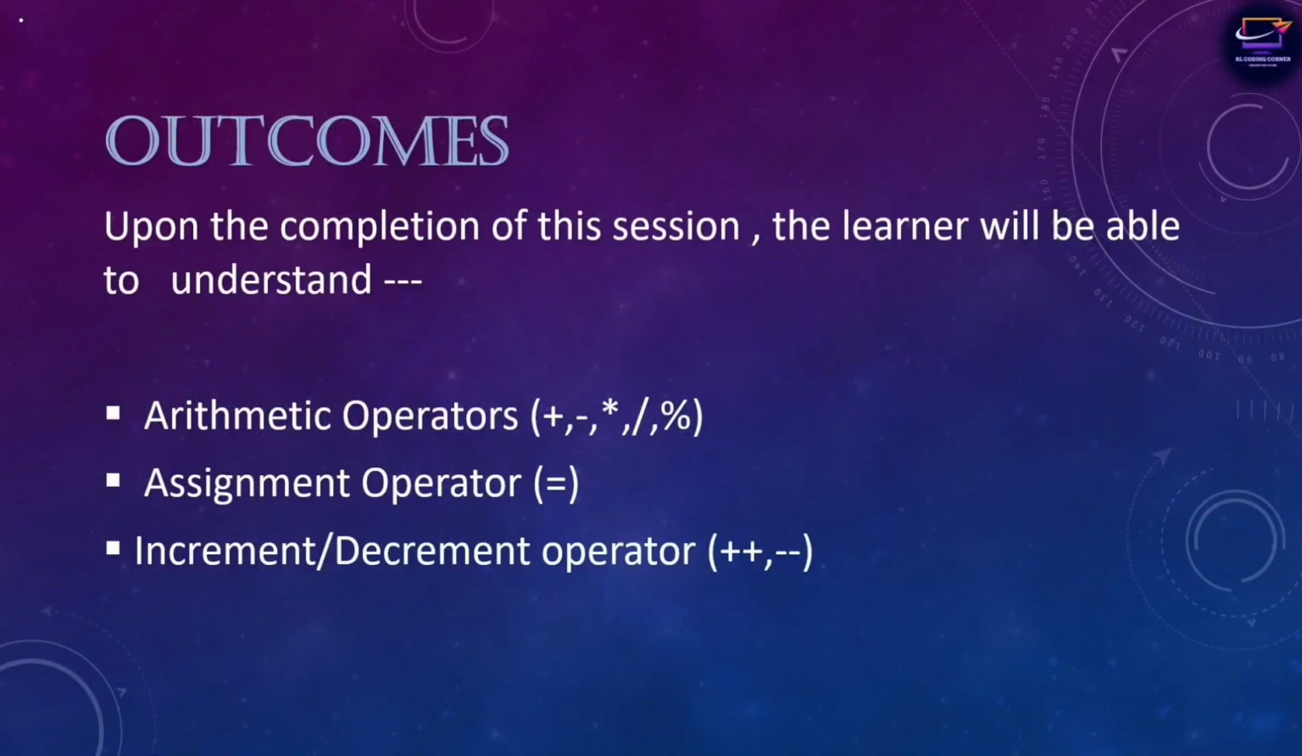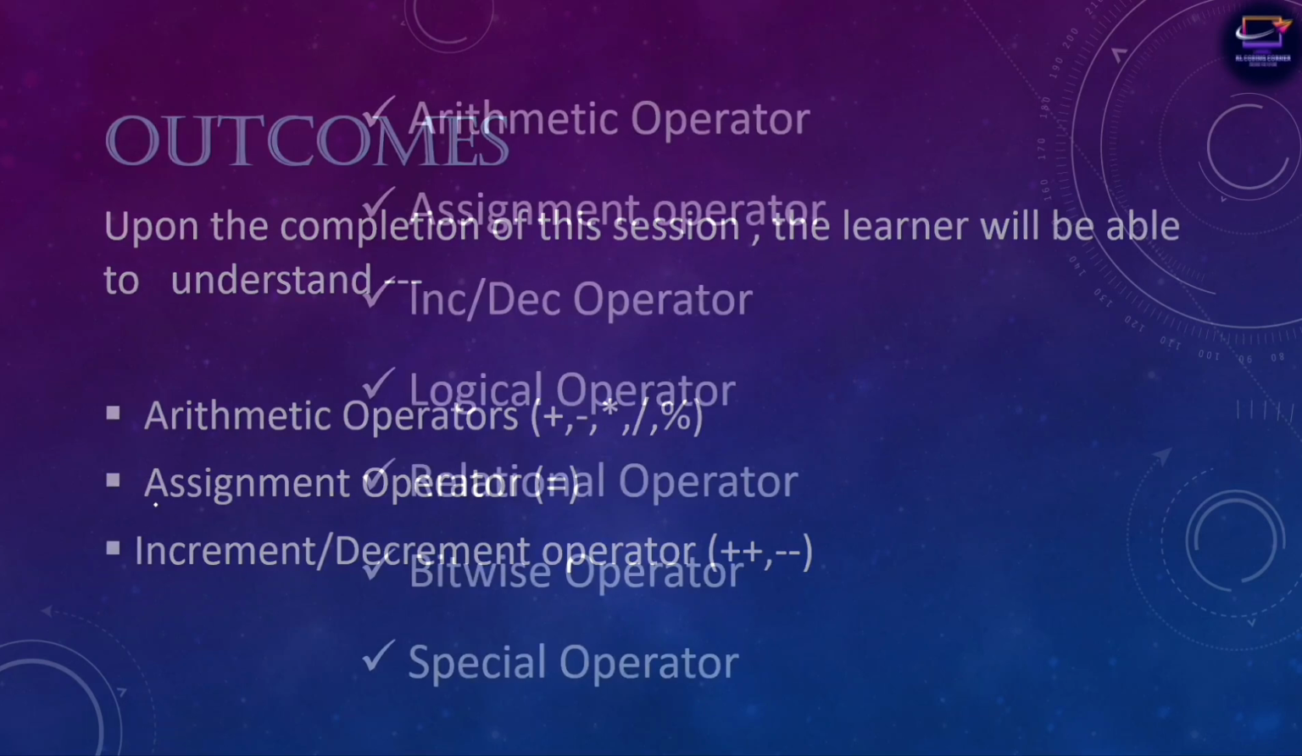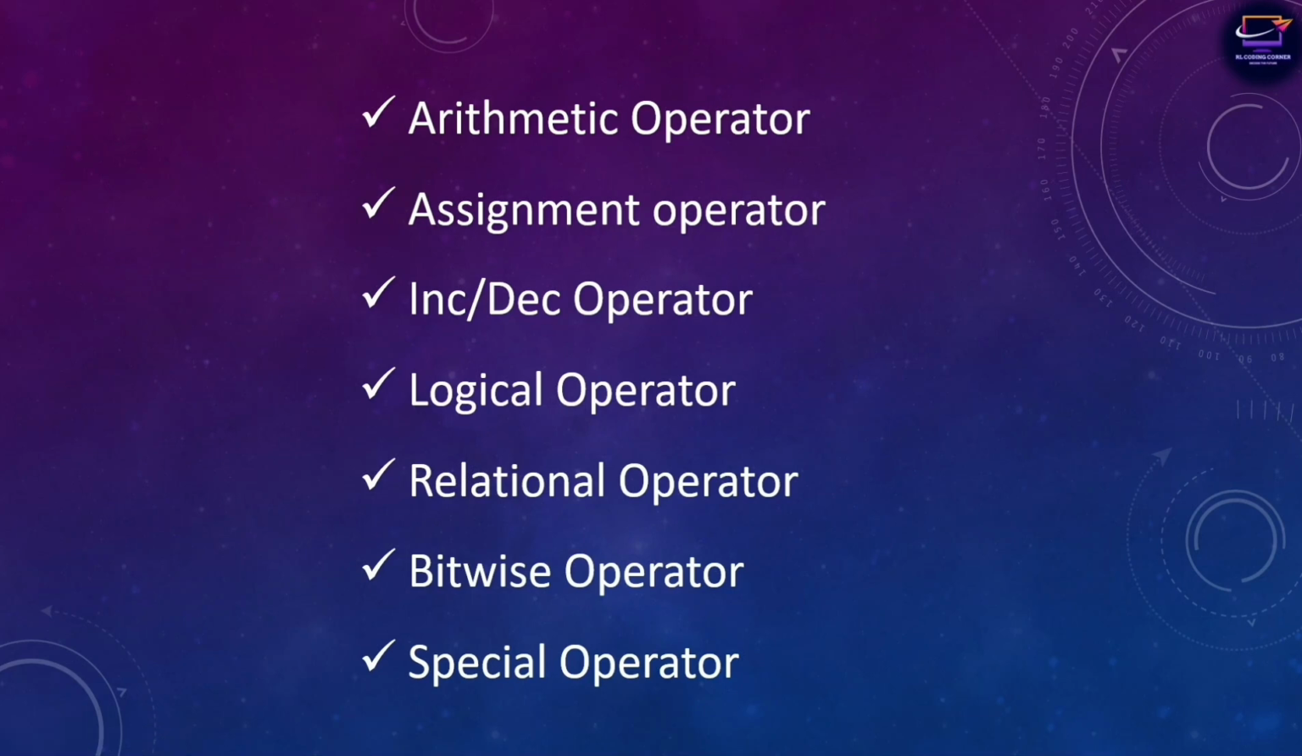Upon the completion of this session, the learner will be able to understand arithmetic operators, assignment operators, and increment or decrement operators. The 7 types of operators based on operations are arithmetic operator, assignment operator, increment or decrement operator, logical operator, relational operator, bitwise operator, and special operator. We are going to discuss each operator in detail with proper programs. First of all, we discuss arithmetic operators.